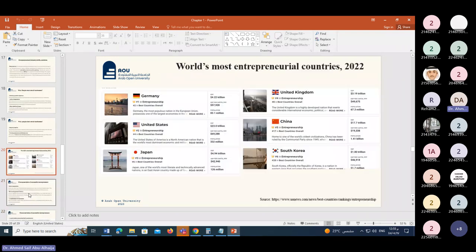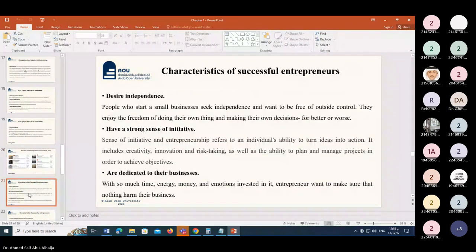This is just an example of the most entrepreneurial countries in 2022. Number one is, I believe, Germany. Yeah, Germany. Number two, America. And so on. Okay, before I continue, any question, guys? No, Doctor.